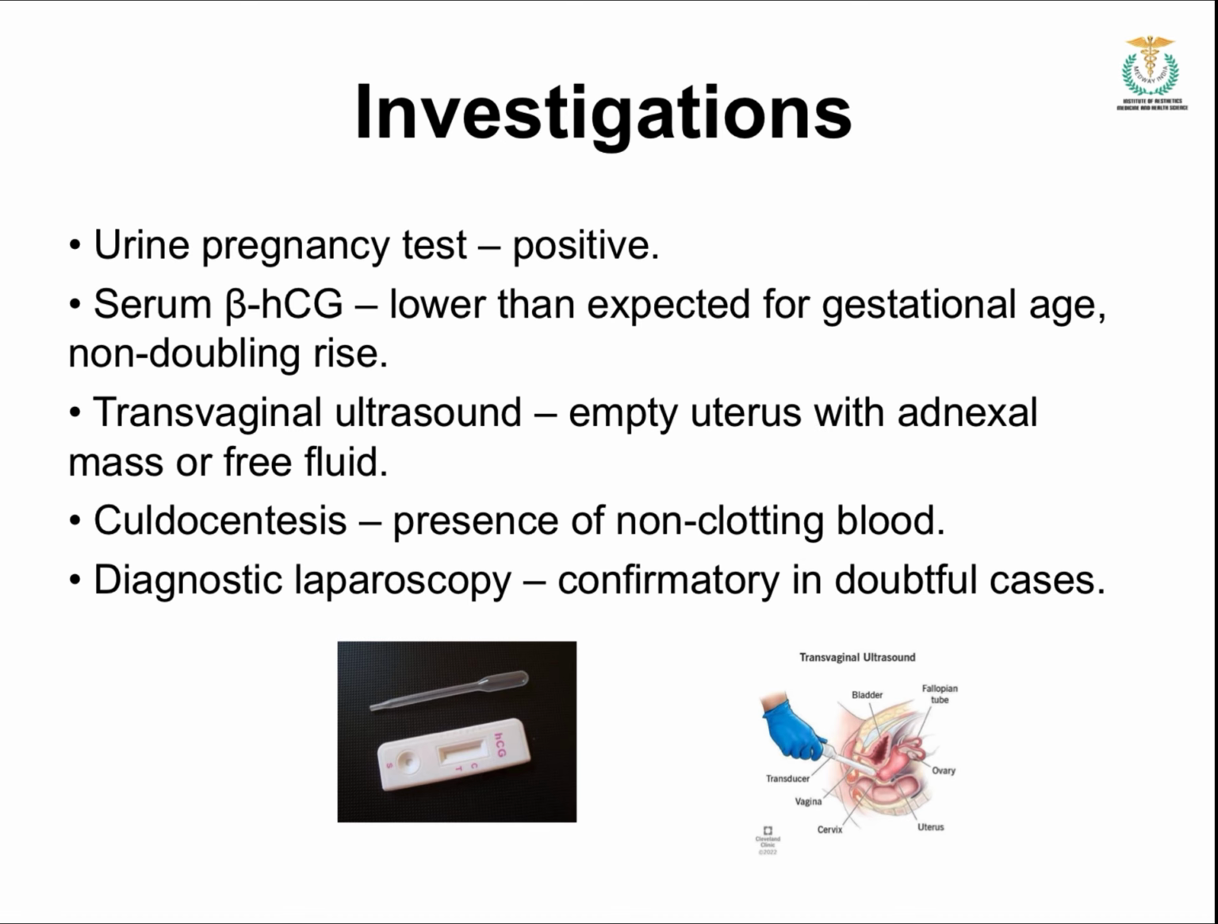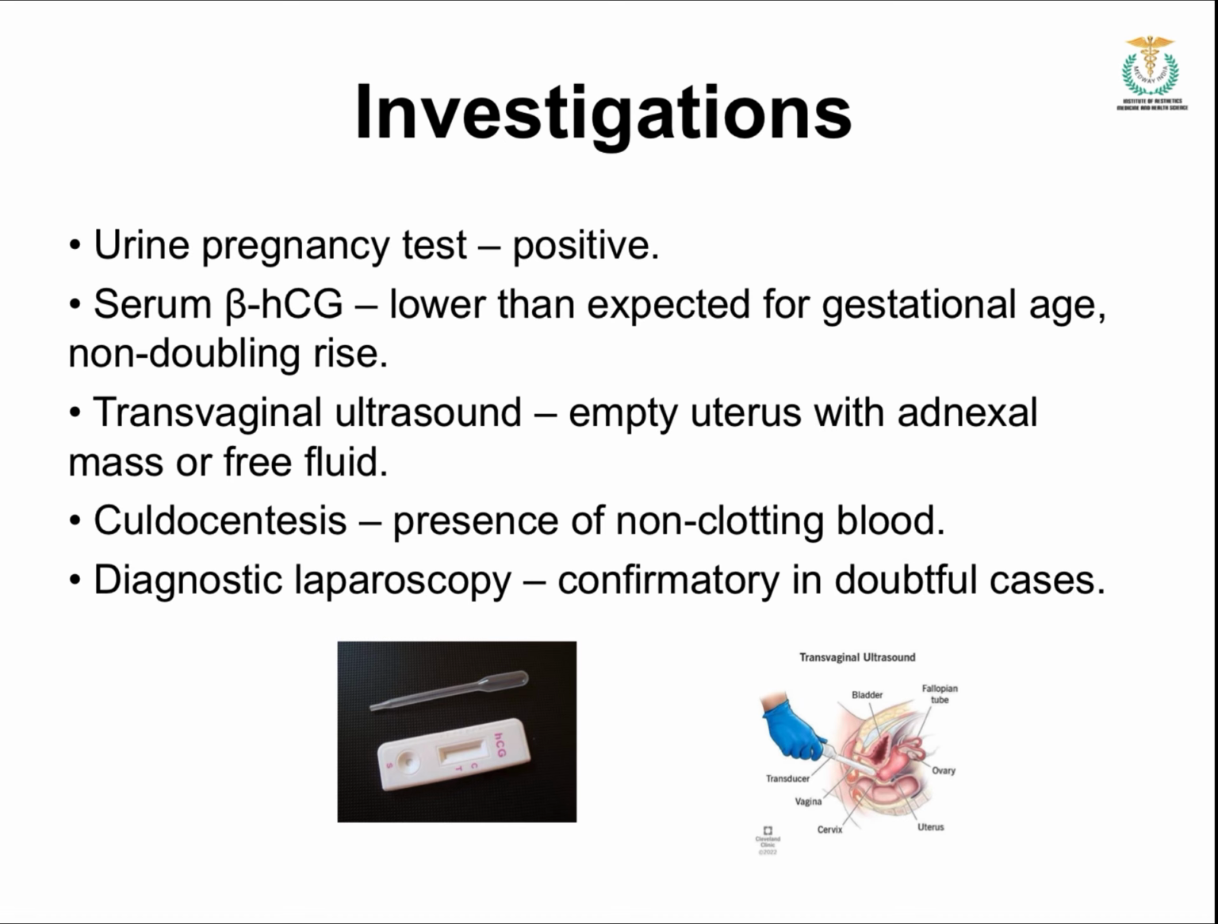Fourth is culdocentesis. Culdocentesis is historical but can show non-clotting blood in the cul-de-sac in unstable patients. So there will be presence of non-clotting blood. Next, you can go for diagnostic laparoscopy. That is very definitive, and when imaging technique is inconclusive, you can go for that to confirm in doubtful cases. Also, always send CBC, blood grouping and cross match, coagulation profile, LFT, RFT in suspected ruptured cases.